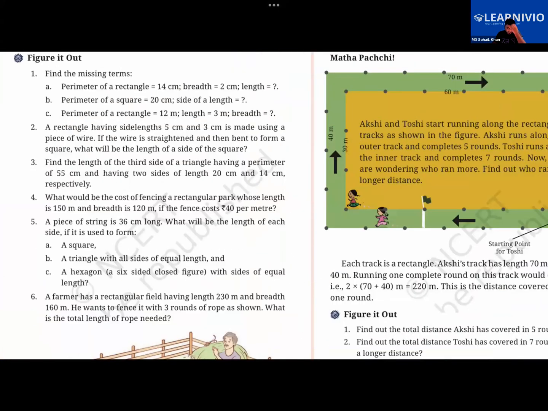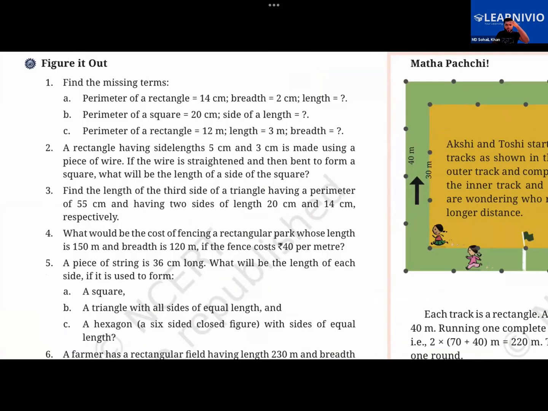Yes. So perimeter is given to you as 12 meter. Length here is 3 meter, and you need to find the breadth. As you know, for the perimeter of a rectangle, that is 2 times length plus breadth, and here it's given as 12 meter. So you will be required to put the value of the length.